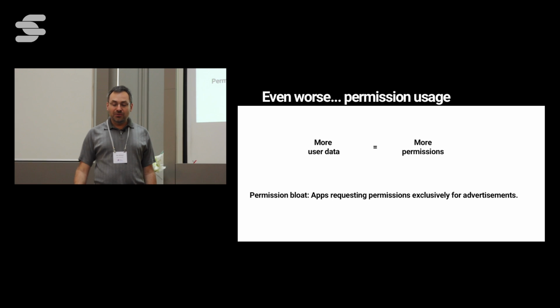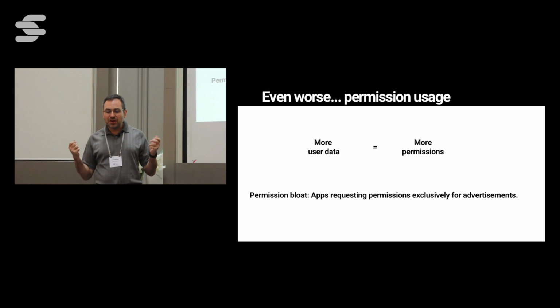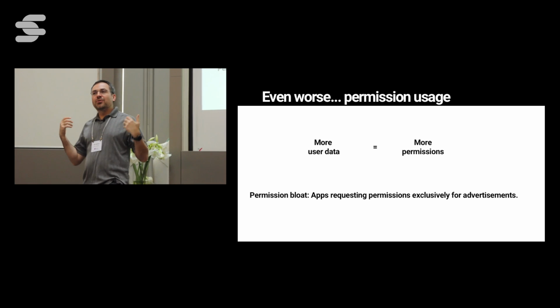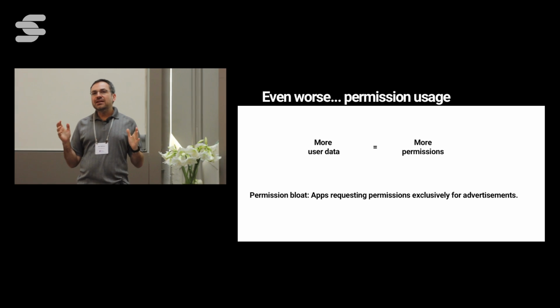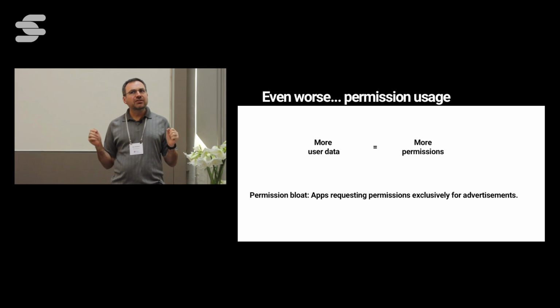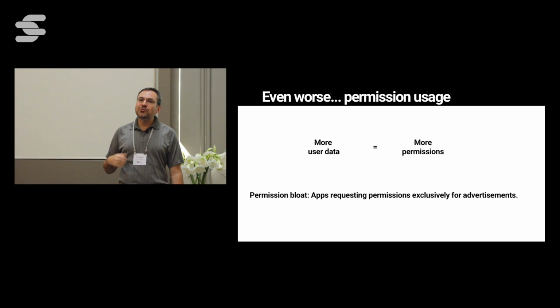And of course, more user data means more permissions. So now we have a feature we call permission bloat, which is apps requesting permissions that they don't need to do anything related to their function as an app. Dictionary.com does not need to know your location. But if they have it, then they can give you better ads.